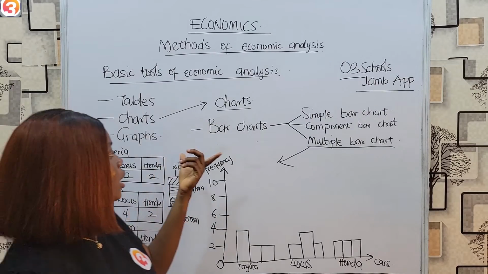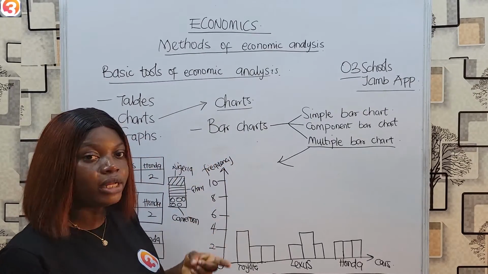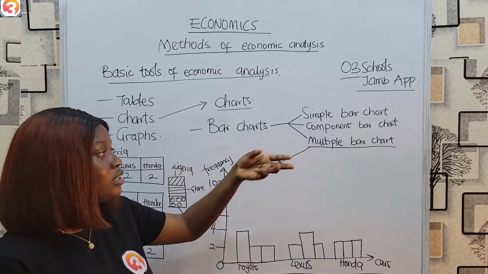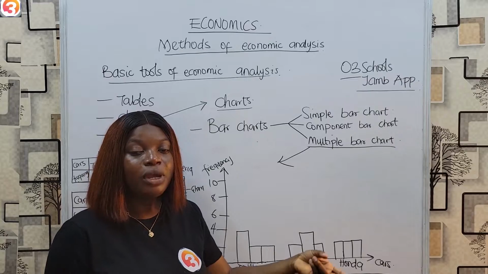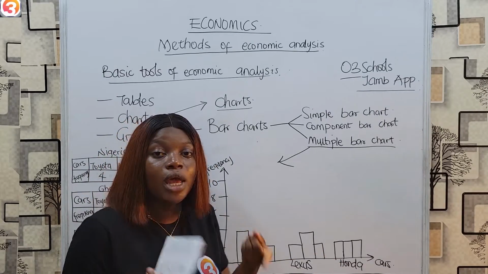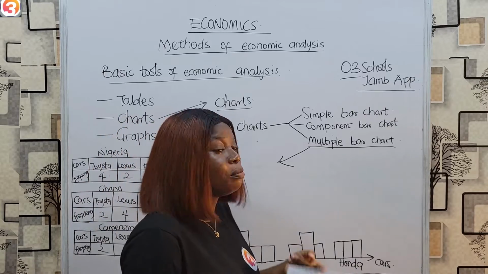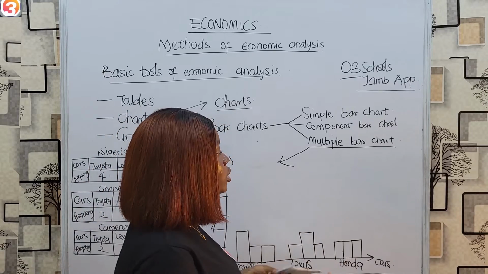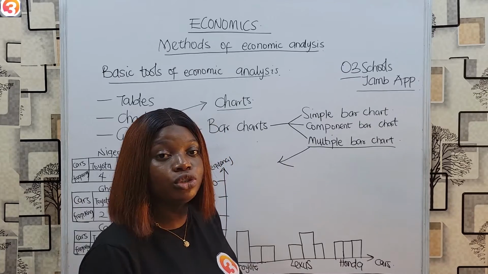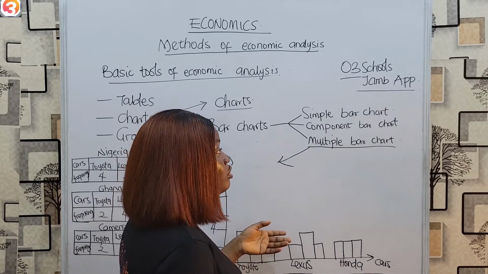So don't forget, bar charts are where we use bars to represent economic data. It's divided into three. We have the simple bar chart, the component bar chart, and the multiple bar chart. In the simple bar chart, one bar is used to represent each element, and there's usually a space given between each element. They are not conjoined together. The same thing for the component bar chart.